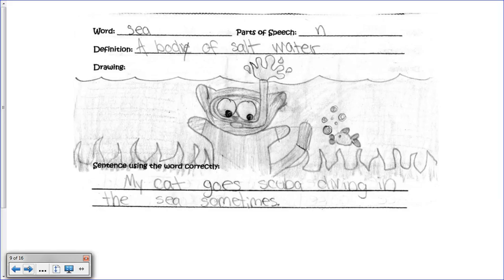Well, there's another word, sea, S-E-A. It's a noun, and it's a body of salt water. So here's the sentence here that complements the picture. And this photo is in color, just didn't scan very well, so you have to excuse me for this one. My cat goes scuba diving in the sea sometimes. So it's got a cat scuba diving, and there's a fish. Pretty clever.